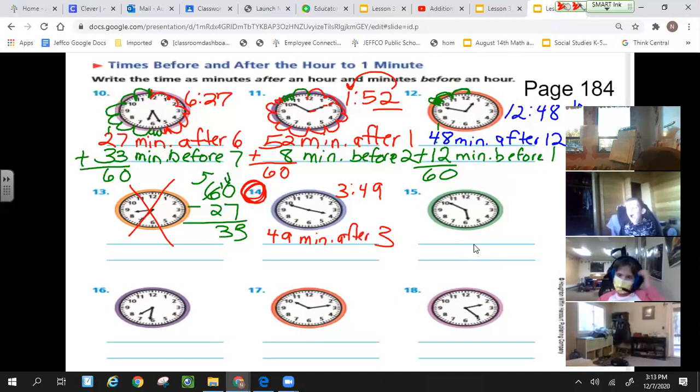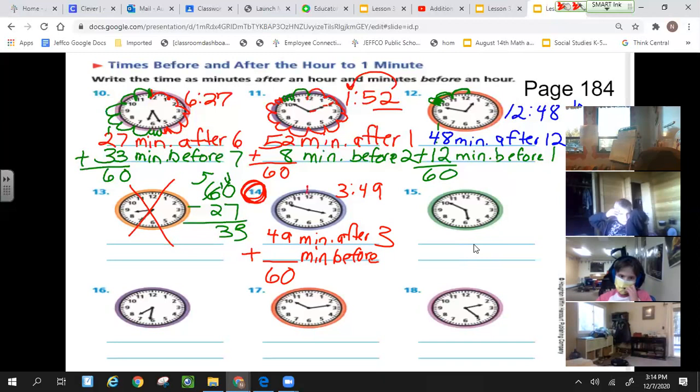What about how many minutes before the next hour? What would that be? That could be 21 minutes. Let's check that. Think about it. It has to equal 60.